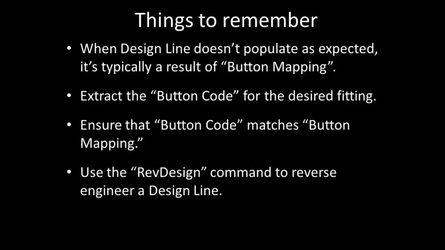Another thing to remember here is extract the button code for the desired fitting. So if you have a fitting and you want that to be the priority, look at the button code. You can look at that by right-clicking on the button itself, going to the properties, and finding the button code. Now, typically what you're going to see is when things aren't behaving properly, it's usually that the button code does not match the button mapping. So just ensure that the button code matches the button mapping.